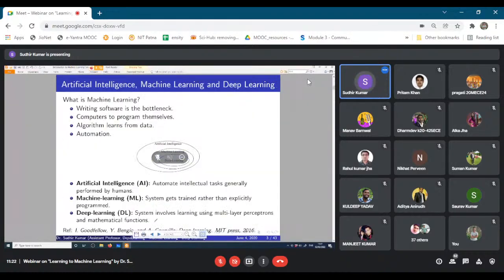Okay. So now let us define these three terms. The first is called artificial intelligence. There we automate the intellectual tasks performed by humans. It means simply that whatever decision is taken by the human should be able to be taken by the system, by the computer, and that is what artificial intelligence is. Okay. The subset of artificial intelligence is machine learning.